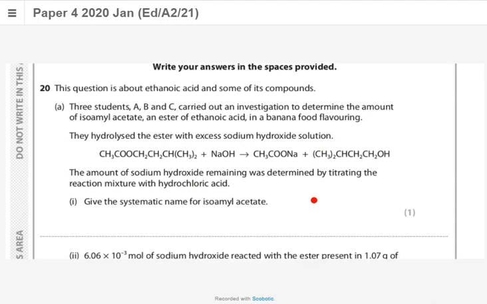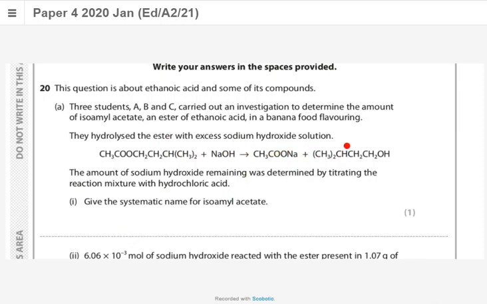This question is about ethanoic acid and some of its compounds. 3 students A, B, and C carried out an investigation to determine the amount of isoamyl acetate, an ester of ethanoic acid, in banana food flavoring. They hydrolyzed the ester with excess sodium hydroxide solution, giving the sodium salt of the carboxylic acid and the alcohol. The amount of sodium hydroxide remaining was determined by titrating the reaction mixture with hydrochloric acid. The systematic name for isoamyl acetate.